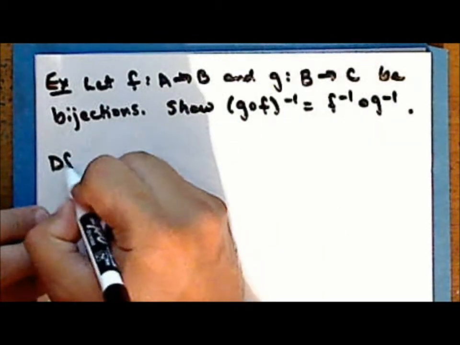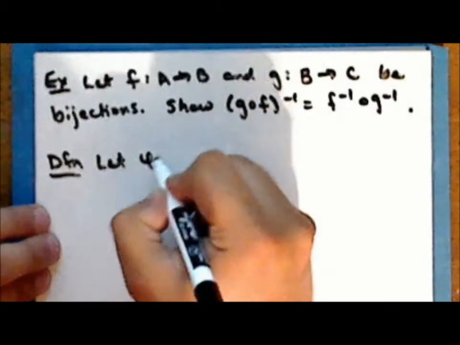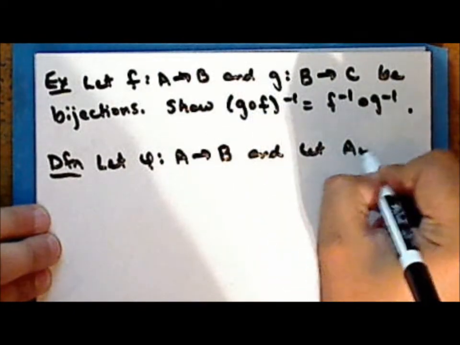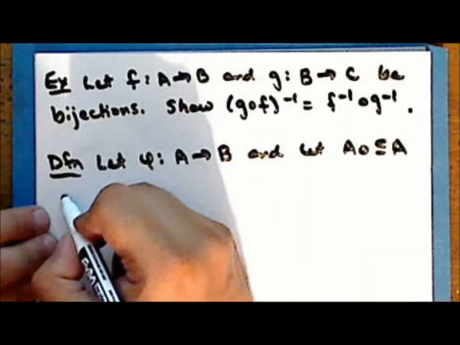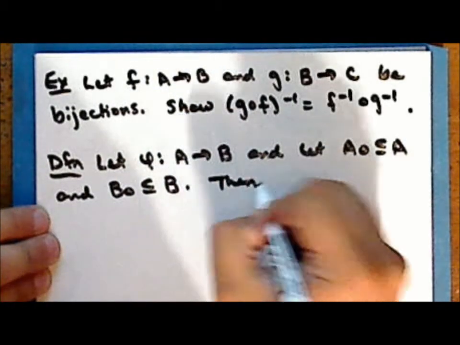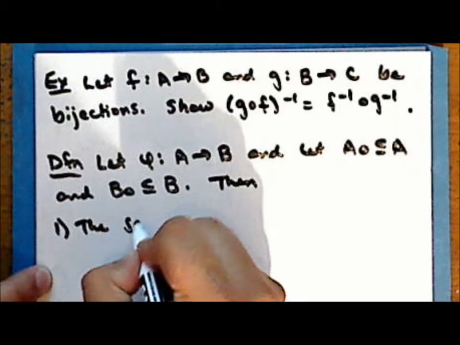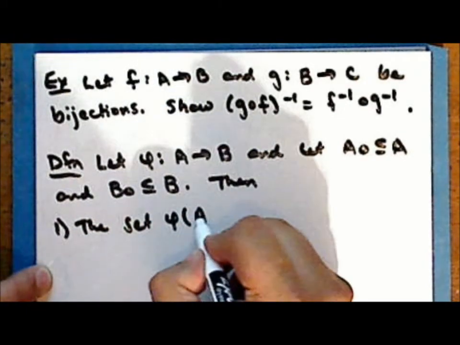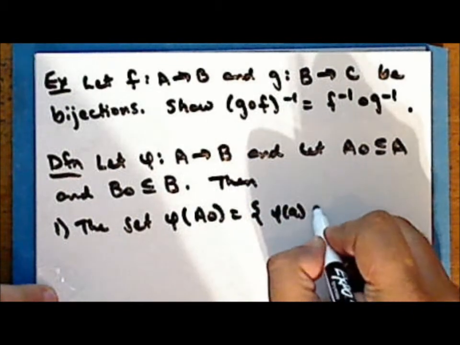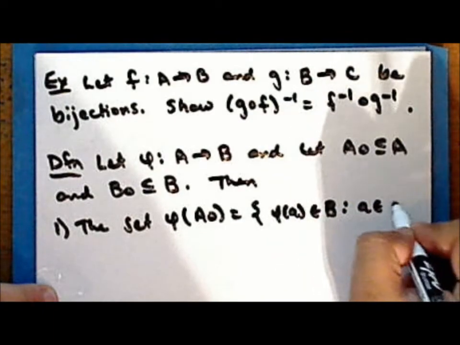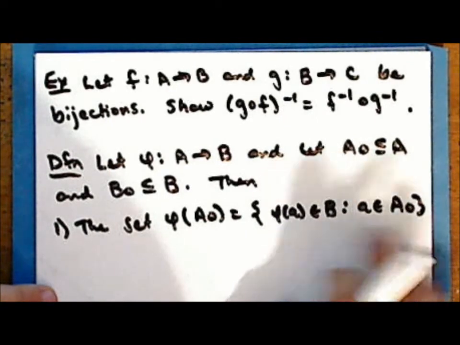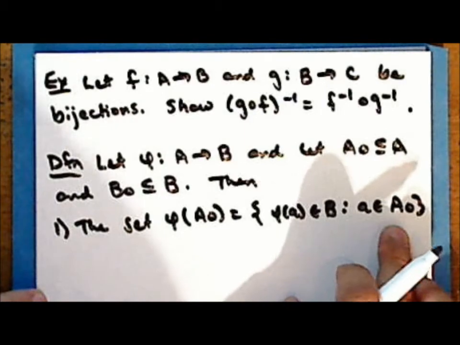Okay, so new definition. Let phi be a map from the set A into the set B, and let A sub naught be a subset of the domain A, and let B sub naught be a subset of the codomain B. Then the set, which we denote phi of A sub naught, which is the set of the elements phi of A in the set B, such that A is in the set A sub naught, that is the set of all those elements in the codomain that were mapped onto from elements in the subset A sub naught.